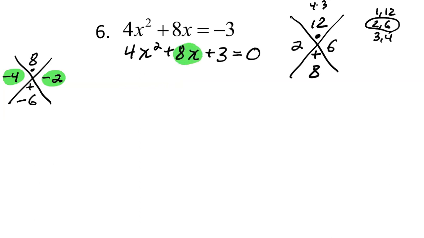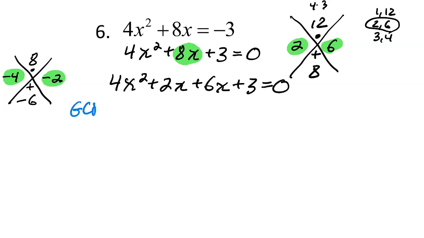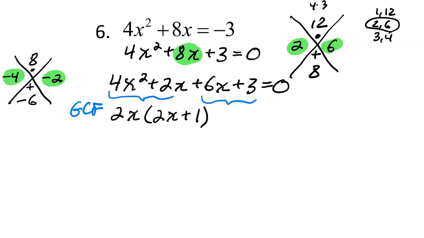So we're going to take that middle term and substitute it with the 2 and the 6. So we have 4x squared plus 2x plus 6x plus 3. We're going to take the greatest common factor from the first two terms and then the next two terms. It's called factor by grouping. So we'll have a 2x from the first two. We're left with a 2x plus 1. You can always check your work by distributing the 2x in, and you should get back to 4x squared plus 2x. Plus 3, 2x plus 1 equals 0.